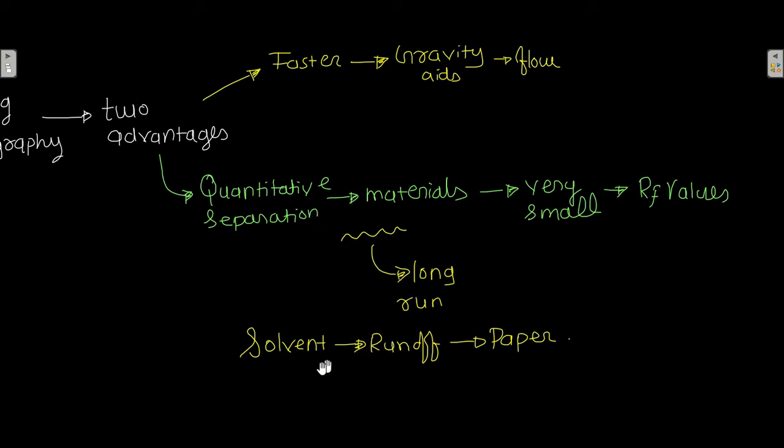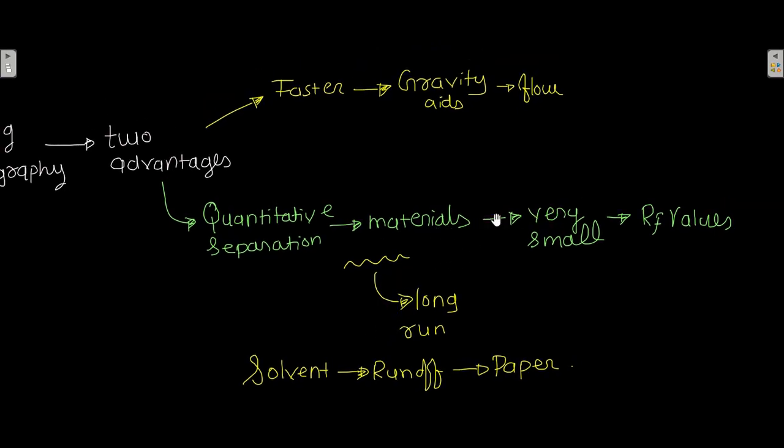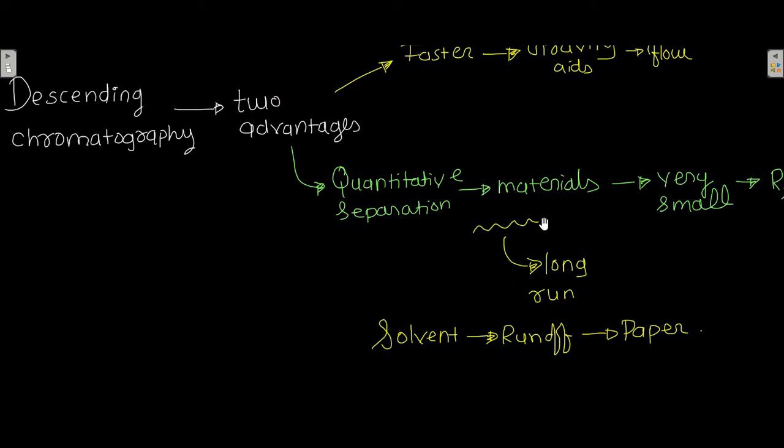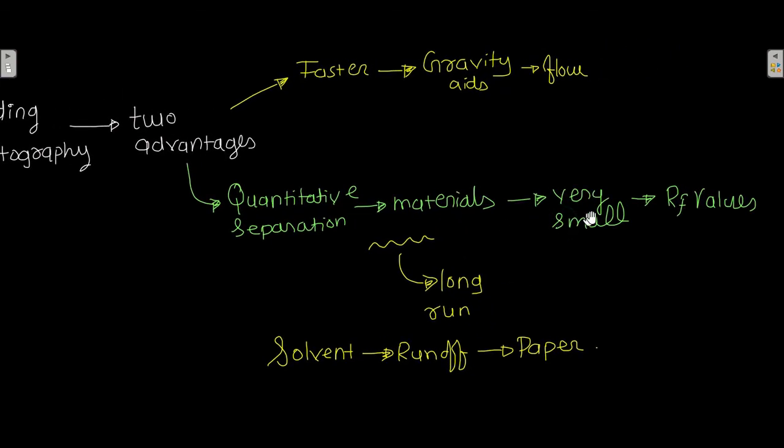The solvent is going to run off the paper. If you are doing ascending chromatography, there is a limit for the solvent, but if you are doing it in a descending way, there is no limit for the solvent front. It can run off the paper and go down as much as it has to, so materials which have very small RF values can have a long run and be separated. So you can use descending chromatograms to separate materials which have very small RF values, that is, which migrate at a very slow rate.